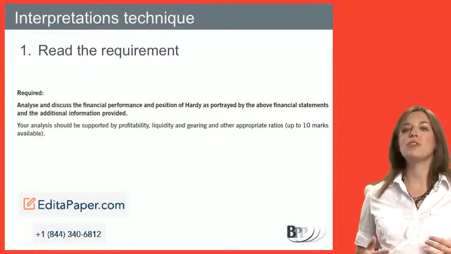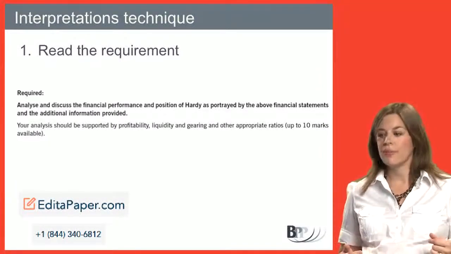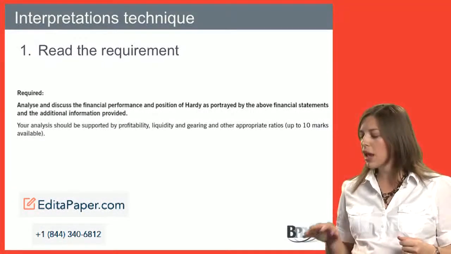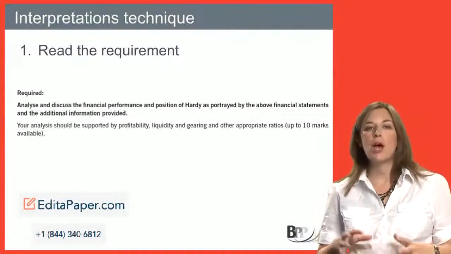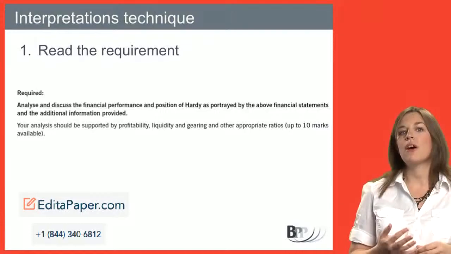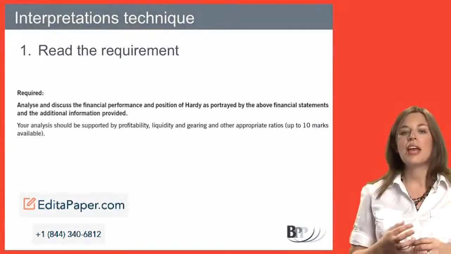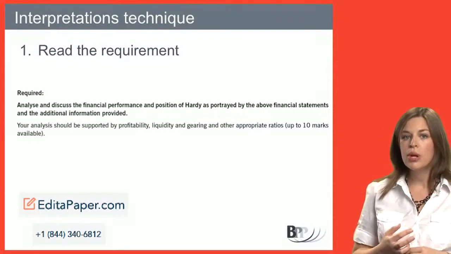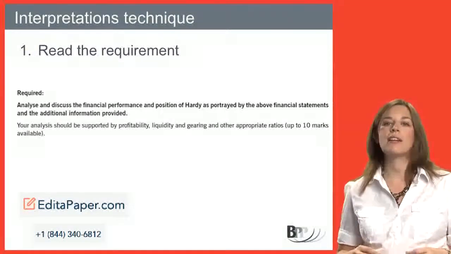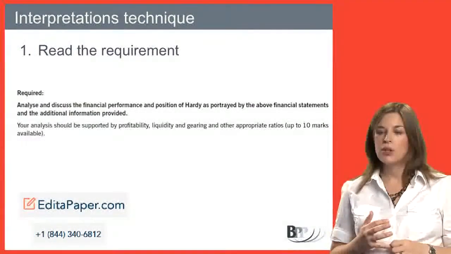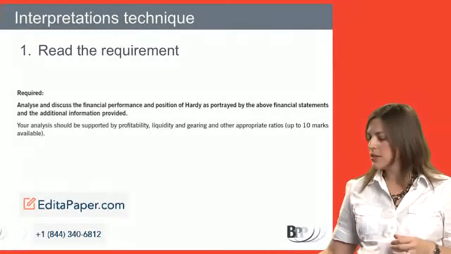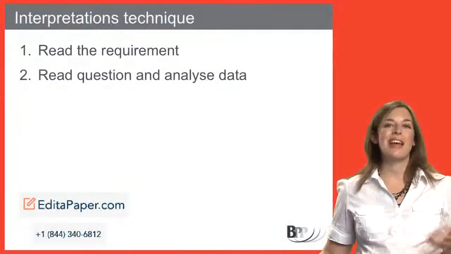The examiner is giving you some clues as to where to go. And finally, calculate some ratios, up to 10 marks are available. So we know this question actually was for 25 marks. It's quite a generic interpretations question, but we know 10 marks are available for calculating ratios and the rest needs to be your interpretation. So once we've read the requirement, we're then going to read the question and analyse the data.